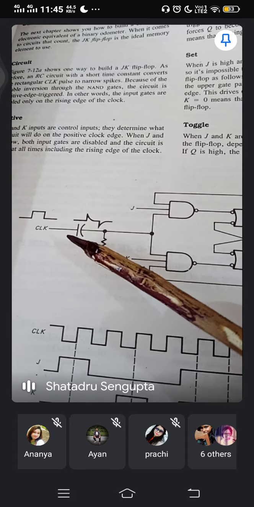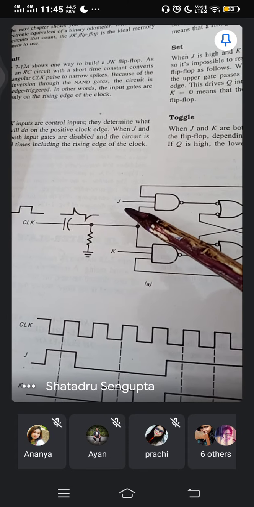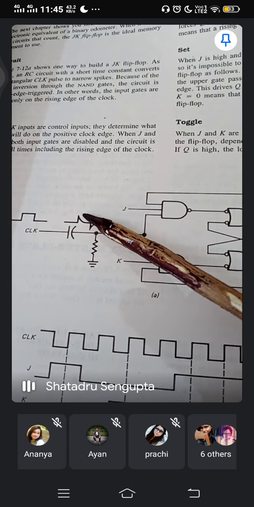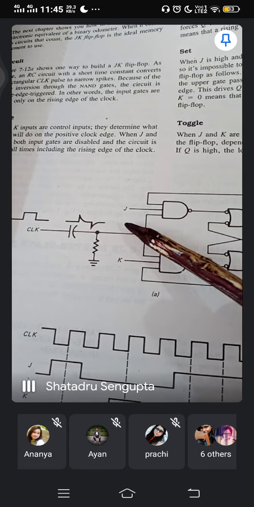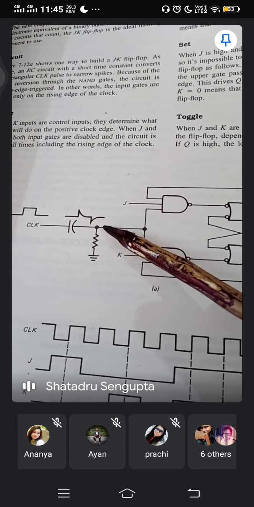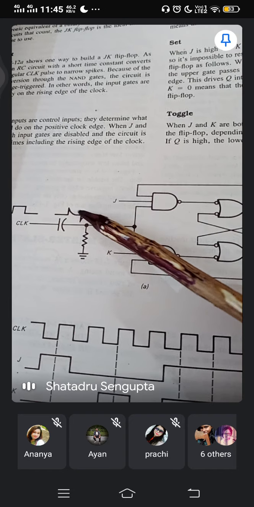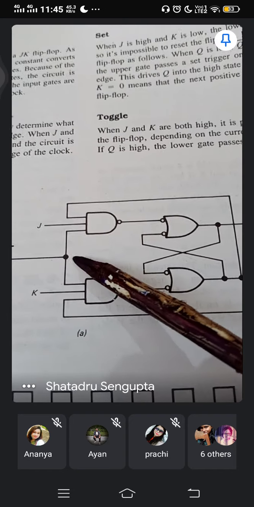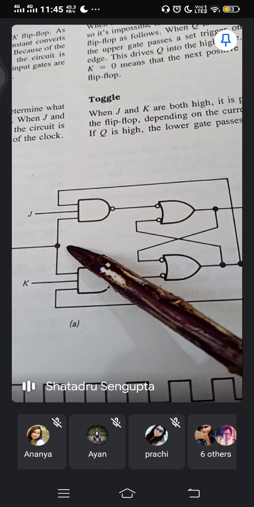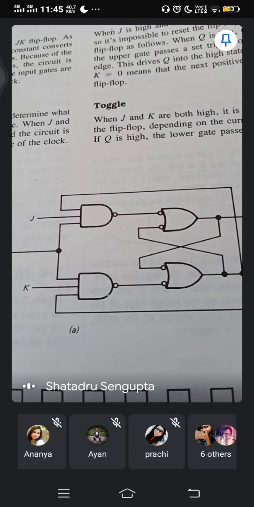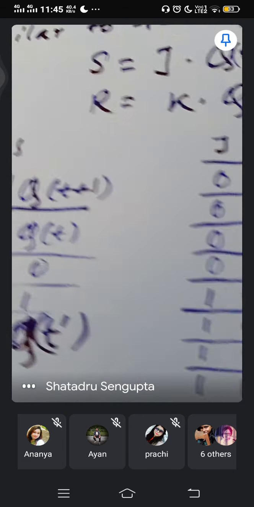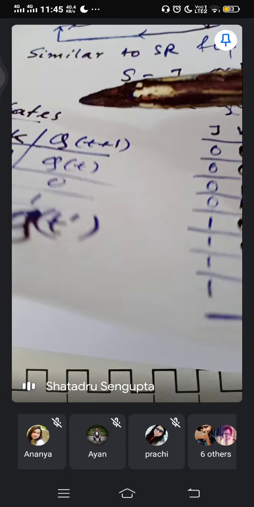This is the clock edge. So this will be connected to the positive edge. When it is negative, it is disabled. At the levels, it is disabled, but the positive edge will enable it. And when the positive edge is enabled, the JK flip flop will behave like this.